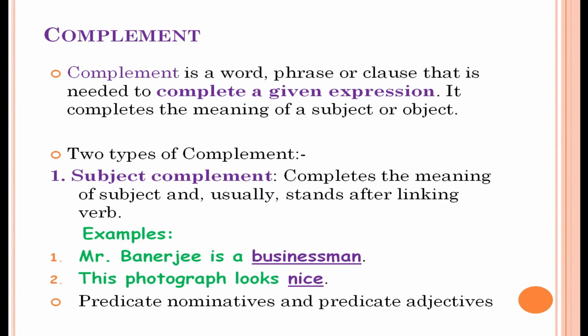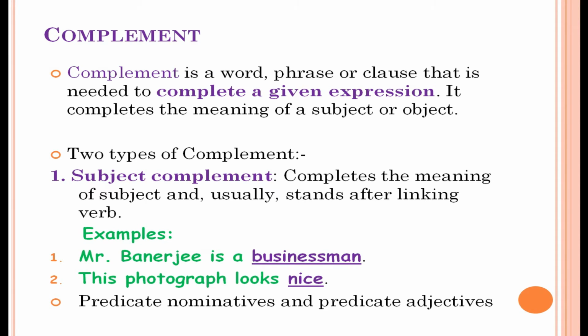The fourth element of a sentence is complement. Complement is a word, phrase, or clause that is needed to complete a given expression. It completes the meaning of a subject or object. Dear students, don't get confused between compliment that is given to praise someone and this complement in English grammar that's to complete something.